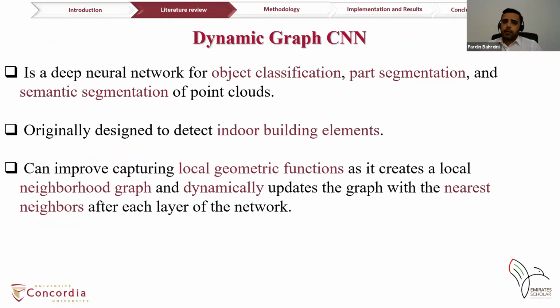So what's dynamic graph CNN? Dynamic graph CNN is a deep neural network for object classification, part segmentation, and semantic segmentation of point clouds. It was originally designed to detect indoor building elements, and it can improve capturing local geometric features as it creates a local neighboring graph and dynamically updates the graph with the nearest neighbors after each layer of the network.